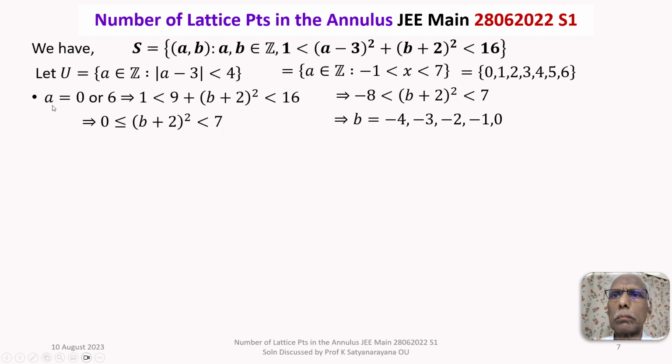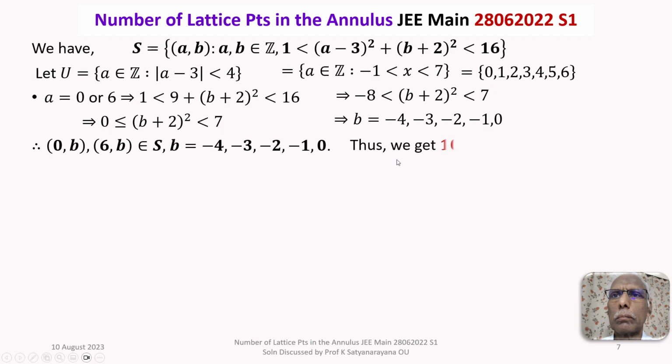But this is satisfied for each of this A. So A is equal to 0, 5 values. For A is equal to 6, 5 values. So what are those ordered pairs A comma B? So A comma B means A is 0 comma B, or A is 6 comma B. They belong to S because they satisfy the inequality. For what values of B? For these 5 values of B. So for each, 0 comma B 5 values, 6 comma B 5 values, there will be 10 lattice points in S. So thus we get 10 points.